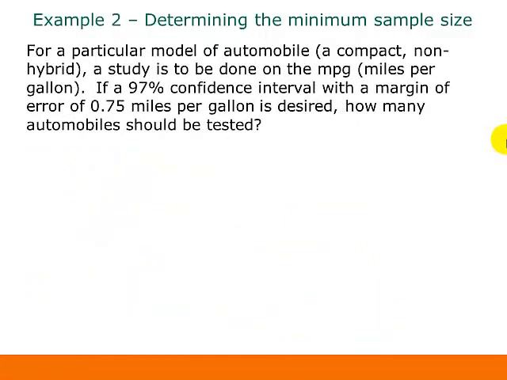Here's another example. For a particular model of automobile, a compact non-hybrid, a study is to be done on the miles per gallon. If a 97% confidence interval with a margin of error of 0.75 miles per gallon is desired, how many automobiles should be tested? So again, it's asking how many automobiles we want to test, which is asking what our sample size should be. And notice in this one, we don't have any information. We don't have a prior study on the MPG, so we don't have an estimate for the standard deviation. So we have to figure out how to get one.